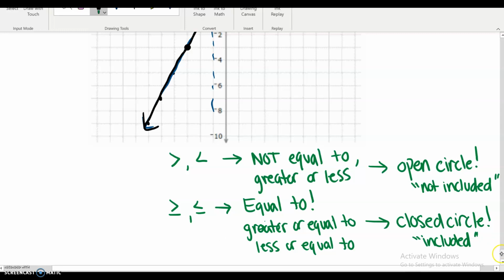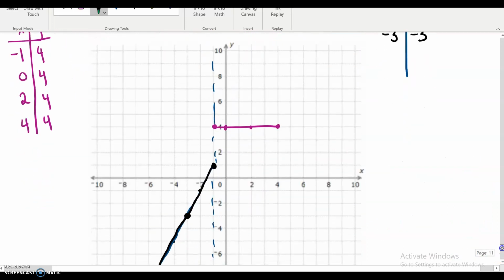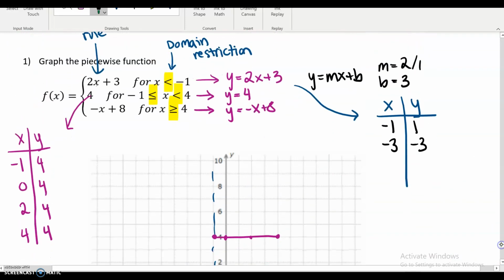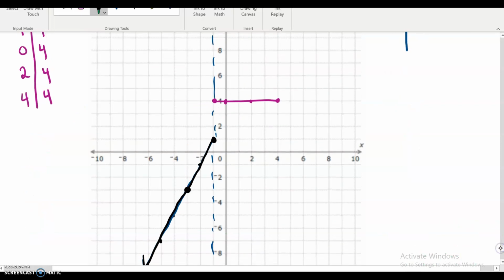But the reason I'm bringing that up is you do need to take that into consideration on your graph. So let's look at what I've graphed and adjust as needed. In the first example, you had 2x plus 3. For x is only less than -1, it cannot be equal to -1. Okay, so here you see a closed circle. That actually needs to be an open circle because it cannot be equal to that. It's just less than -1.